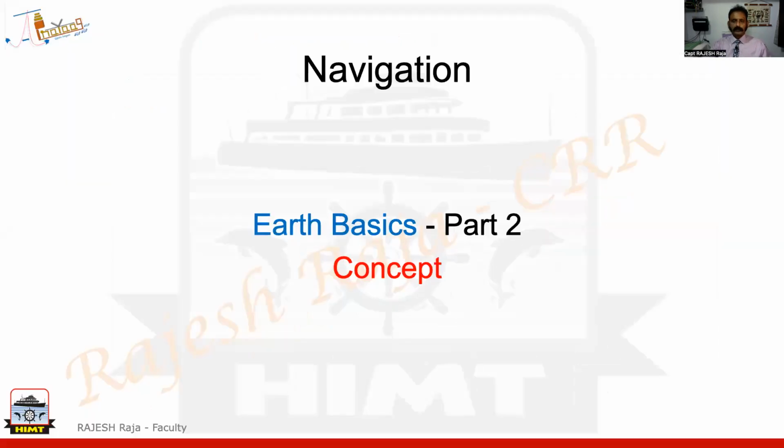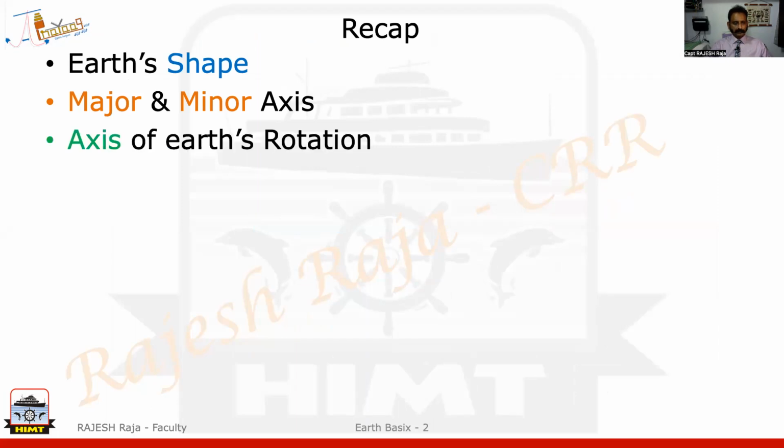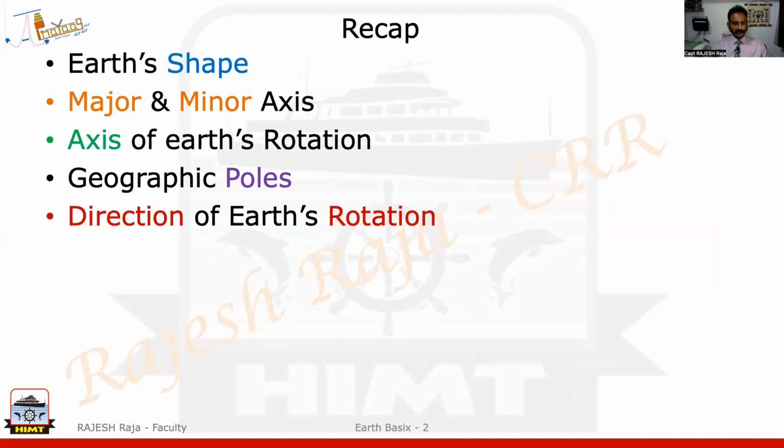Before I start off, I'm going to quickly do a small recap of what we did yesterday. If you see, we had done Earth's shape. Then we talked about major and minor axis. Then we even saw the axis of Earth's rotation, which is actually the minor one. That leads to the poles. Then we saw the direction of Earth's rotation, which was easterly. And at the end, we discussed the tilt of Earth's axis. This is what we did. So we'll continue on the same basics.